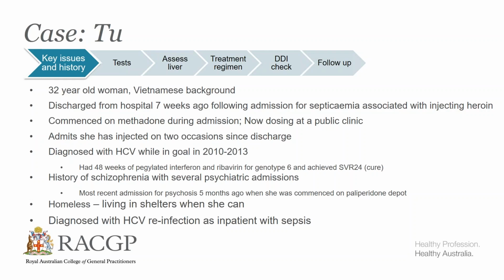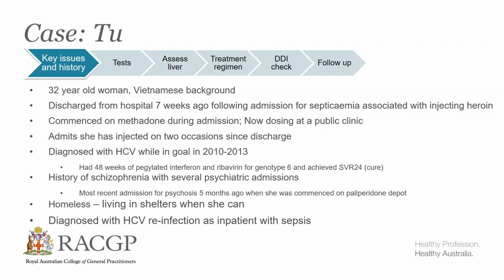Now, she was diagnosed with hepatitis C while in jail several years ago, and had 48 weeks of pegylated interferon and ribavirin for genotype 6, and she achieved a cure after that treatment. She has a history of schizophrenia and has had several psychiatric admissions. Her most recent one was for psychosis 5 months ago, when she was commenced on paliperidone depot. She's been homeless and living in shelters when she can. While she was an inpatient with sepsis, she was diagnosed with hepatitis C reinfection.